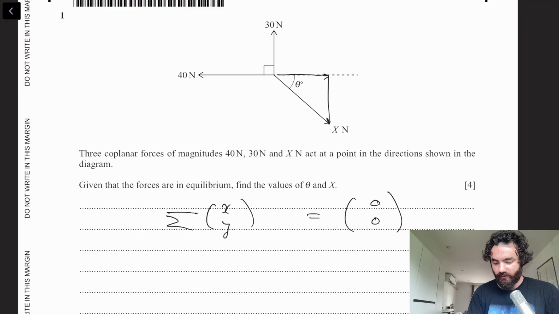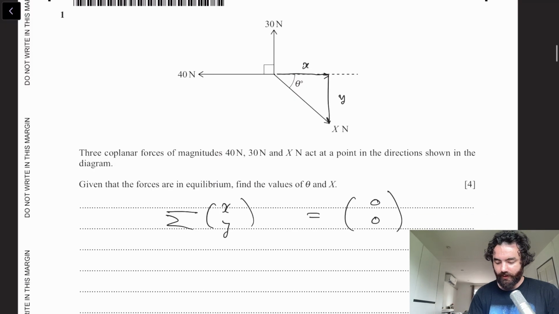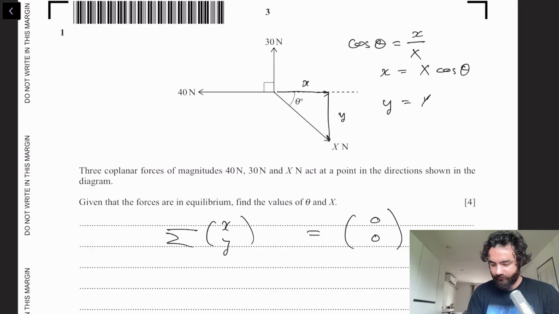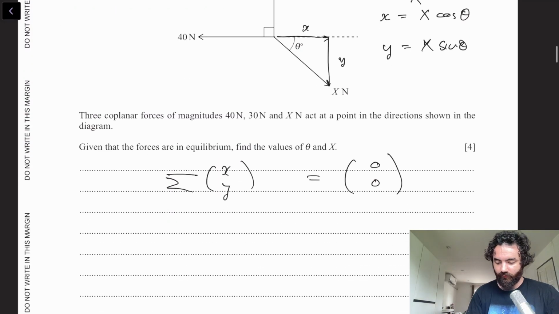So this is opposite and adjacent. So this x component and y component here will be opposite and adjacent. So cos theta equals x component over X, so the x component equals X cos theta. And here that means that the y component will equal X sine theta. Okay, I'm just jotting that down before I begin.